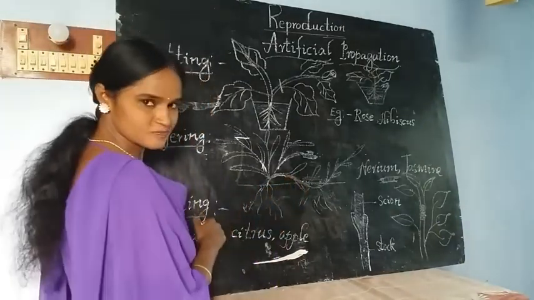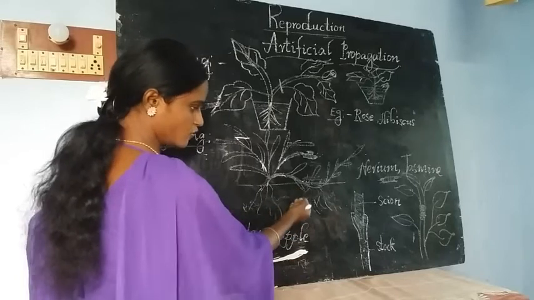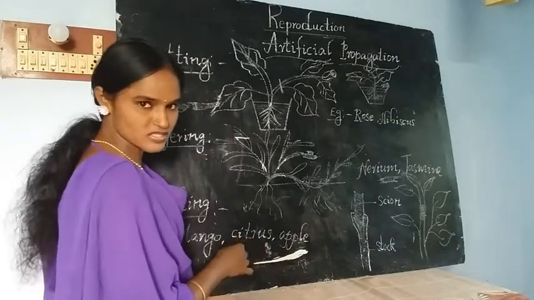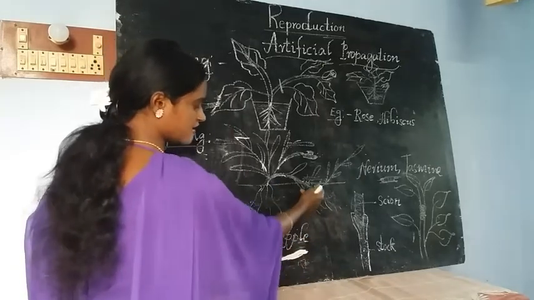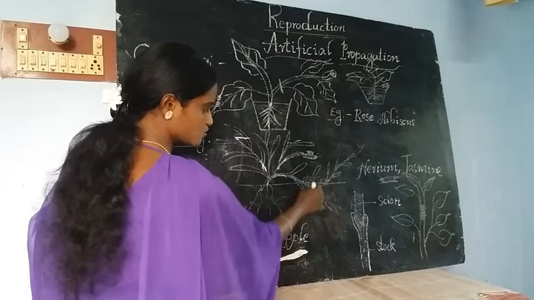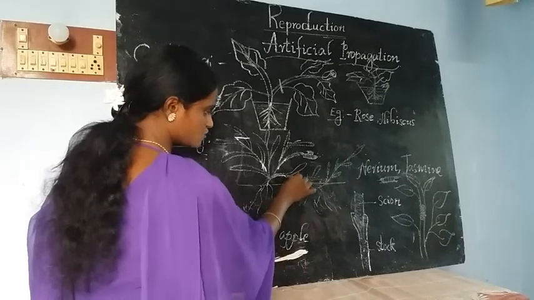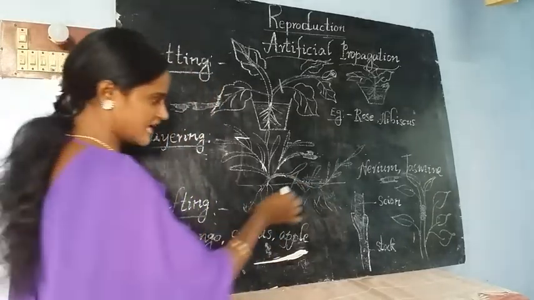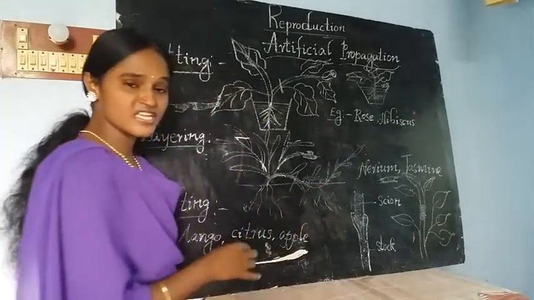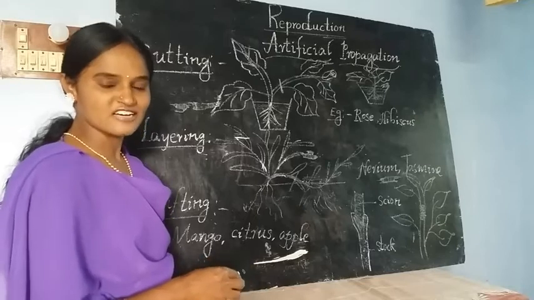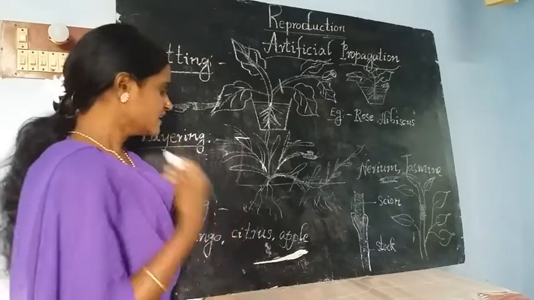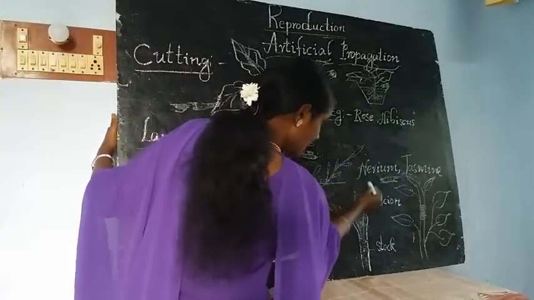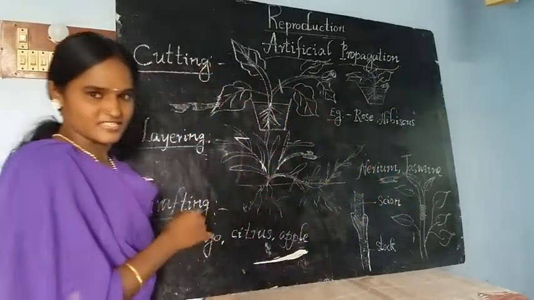Within a few days, about 10 or 15 days, it just started developing some adventitious roots. At that time, after developing some adventitious roots on this branch, we need to cut the connection between the parent plant and the branch. Then this branch, which is very near to the earth, may develop into an individual plant. The best example for layering is jasmine.